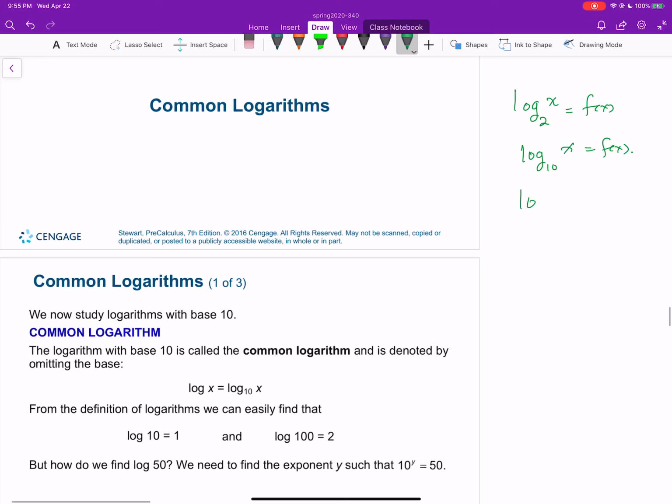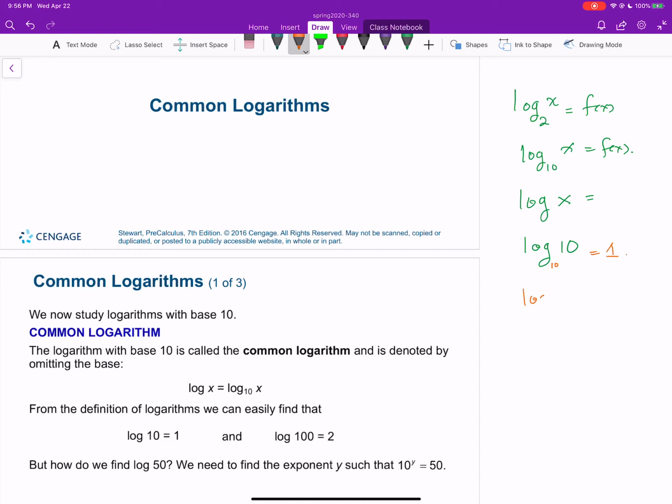So when you see a log with the base omitted, like log x, we are universally going to agree that a log without a base refers to base 10. So if I said, what is log 10? Then you're going to ask yourself, what is that invisible base over here? That invisible base is base 10. So you're asking yourself, to what power should I raise base 10 to give me 10? You can clearly see this is going to be equal to 1.